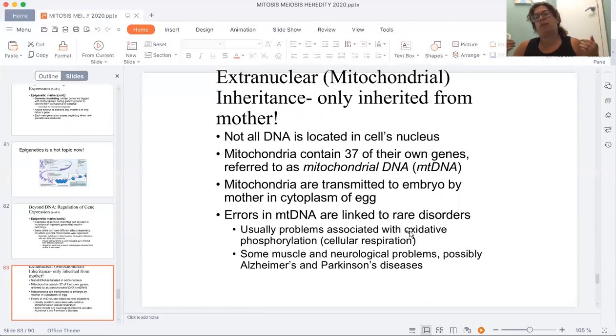And remember, mitochondrial DNA is inherited from the mother only. Mitochondria actually have 37 of their own genes. And mitochondria are transmitted to the embryo by the cytoplasm of the egg only. So errors in mitochondrial DNA are actually linked to very rare disorders. But normally what we see is these weird oxidative phosphorylation or cellular respiration issues. A lot of times certain seizure diseases are attributed to mitochondrial diseases. That's when the ketogenic diet is used for treatment.